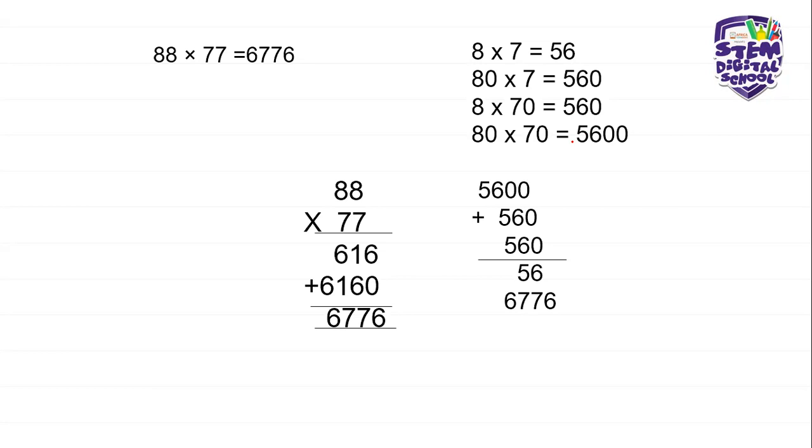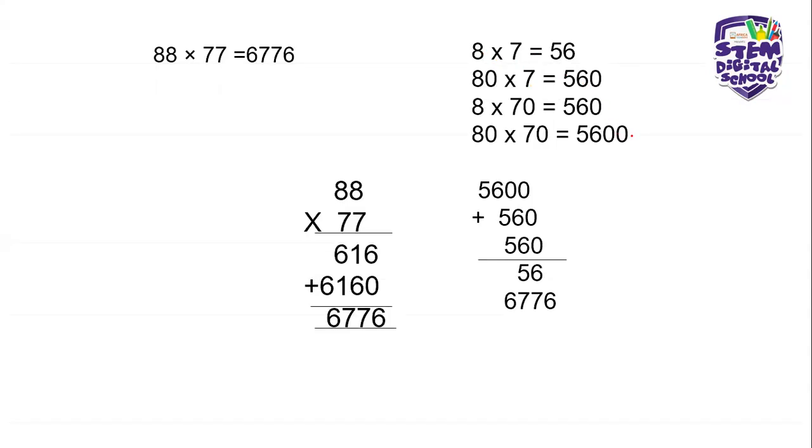So first I did 80 times 70 equals 5,600. And then I did 8 times 70 equals 560. Then 80 times 7 equals 560 as well. And then 8 times 7 is 56. Then I added them all up.